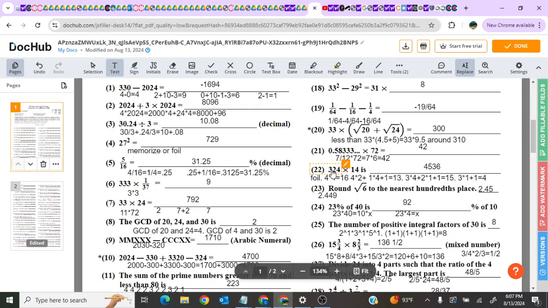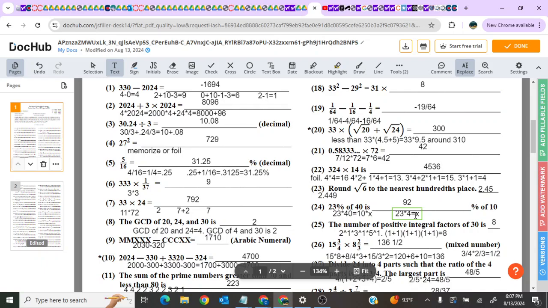Round square root of 6 to the nearest hundredths place. Well, square root of 6 you should hopefully have memorized to be equivalent to 2.449. So that rounded to the hundredths place is 2.45. 23% of 40 is what percent of 10? Well, 23 times 40, or 0.23 times 40, or whatever, is equal to 10 times some number. That's what percent of basically means. So if you simplify this, you get 23 times 4 is equal to x, so x is just 92.